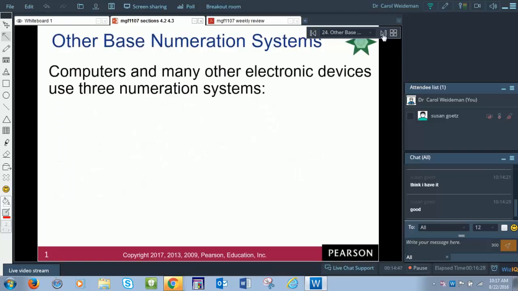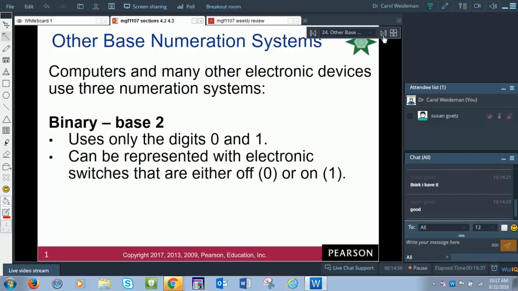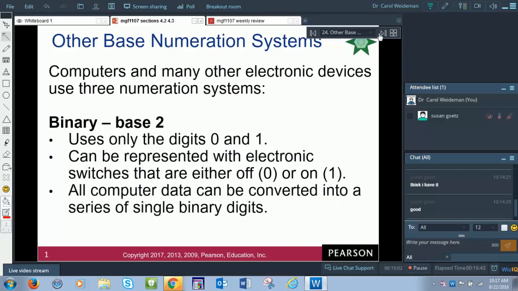And computers and other electronic devices use 3 different numeration systems. They use base 2. People always talk about base 2, which only has the digits 0 and 1. This is where we switch things on and off, with 0 being off and 1 being on. All computer data can be converted to a series of single binary digits, and each binary digit is known as a bit.